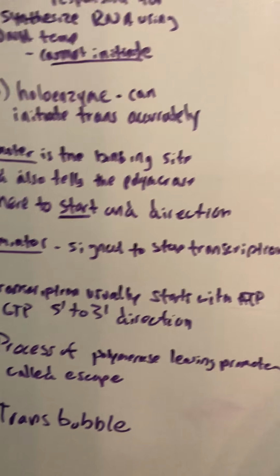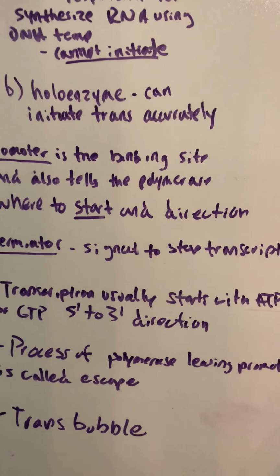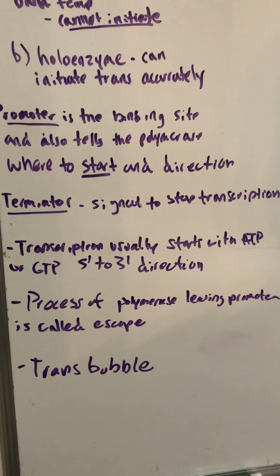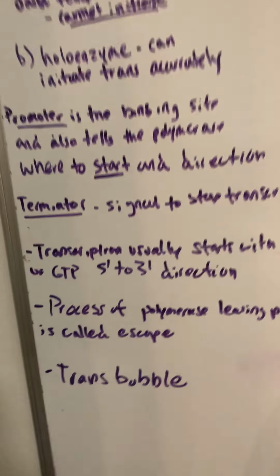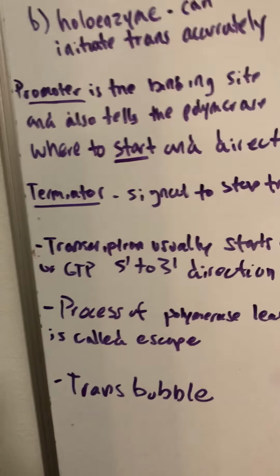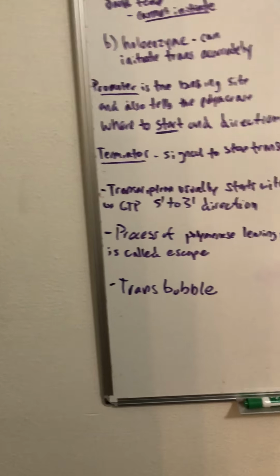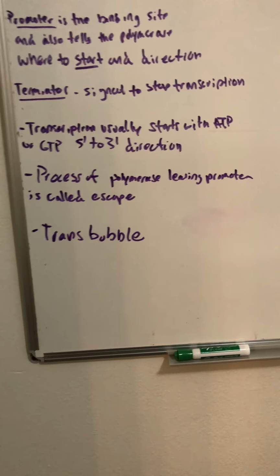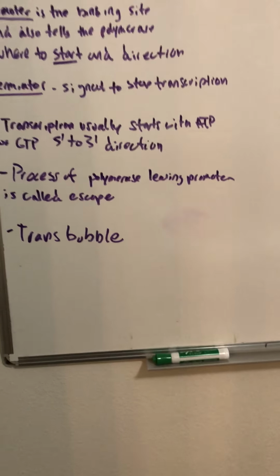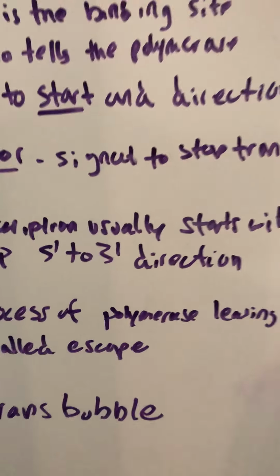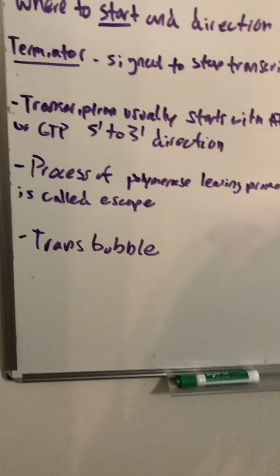After that, prokaryotes have promoters, and promoters are the binding site and also tell the polymerase where to start and the direction. So the 5 to 3 direction is going to be set by the promoter. Prokaryotes also have a terminator, much like eukaryotes, and the terminator is basically a signal to stop transcription. And transcription usually starts with ATP or GTP in prokaryotes, and it happens in a 5 to 3 direction.